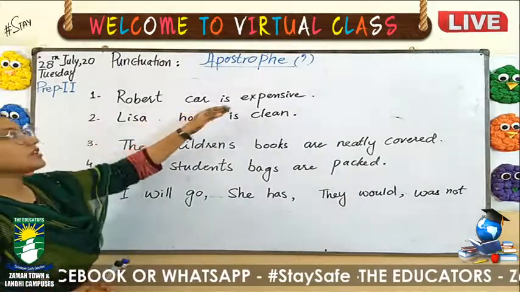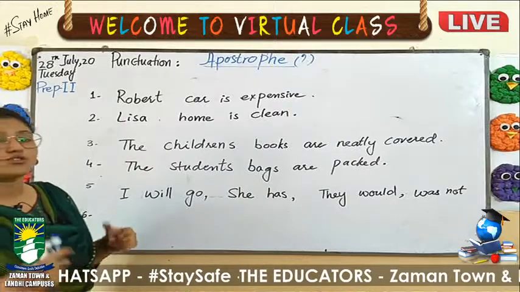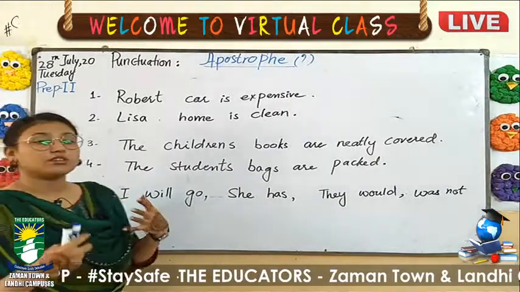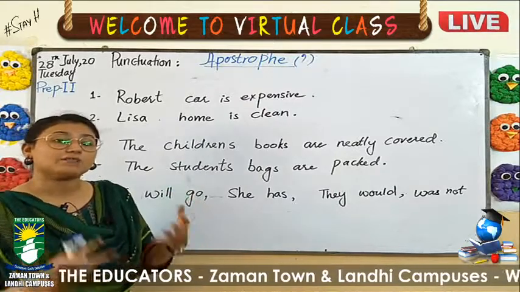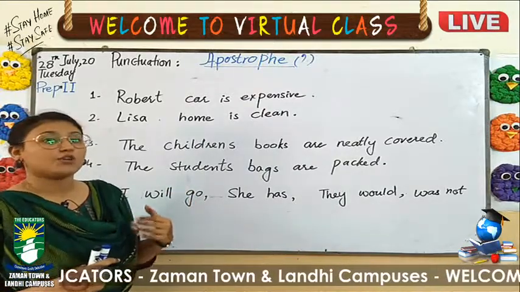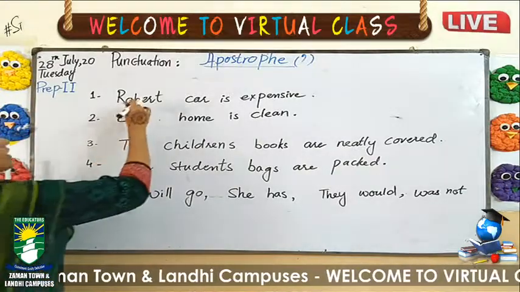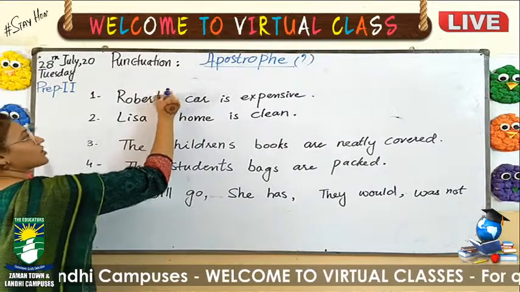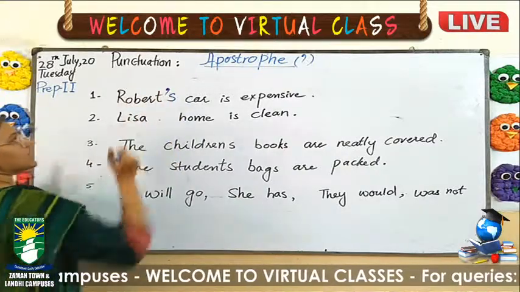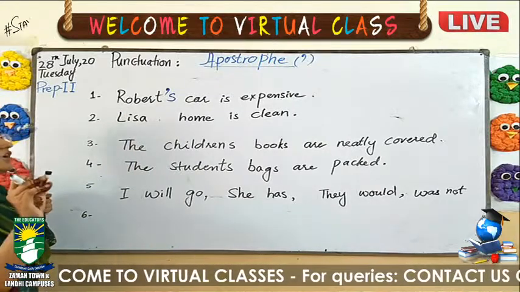Robert car is expensive. We have to use apostrophe in this sentence to indicate possession, that the car belongs to Robert. How would we show that? After Robert, we will use apostrophe then S. Robert's car means the car of Robert.